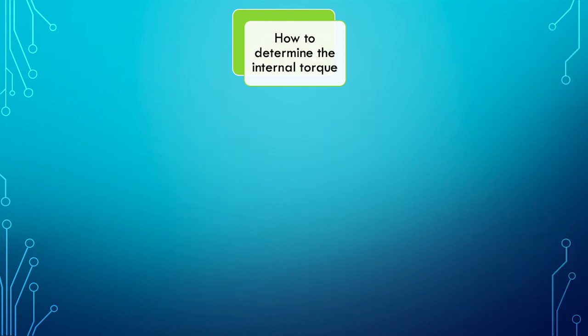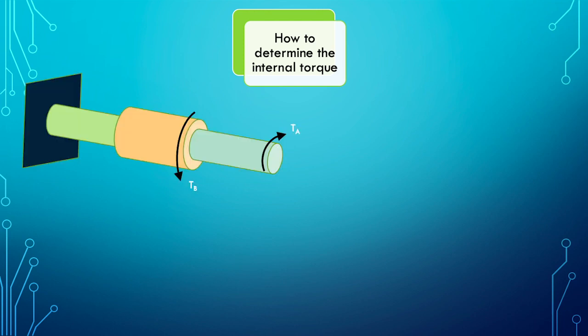Then how to determine the internal torque? In the formula of maximum shear stress, the T used is the internal torque of a particular section. Let's say this is a cylindrical bar consisting of three sections. The first section is at the right or at the free end. The middle is the second section, and the fixed end is the third section. This cylindrical bar is applied with two external torques, which are TA at section 1 and TB at section 2.